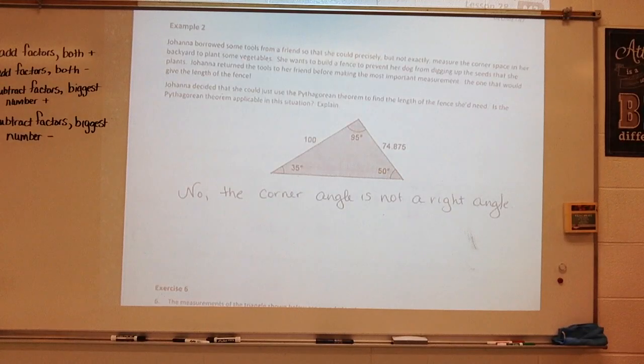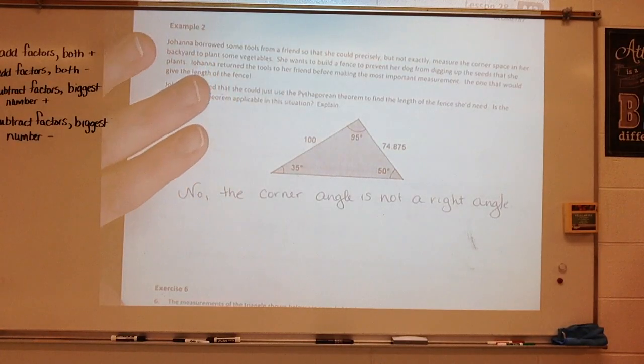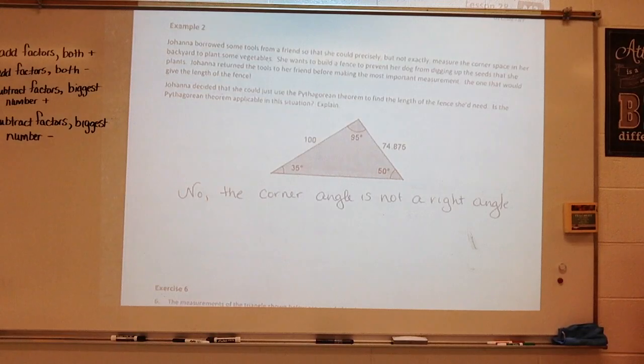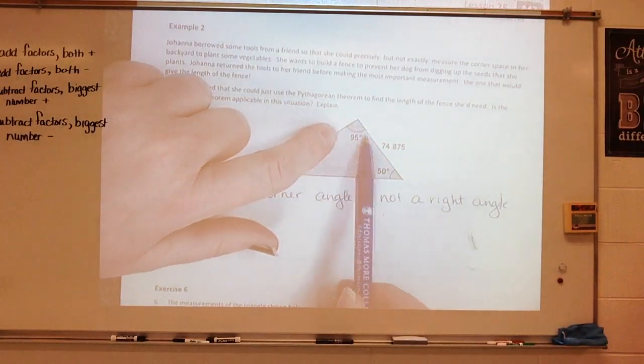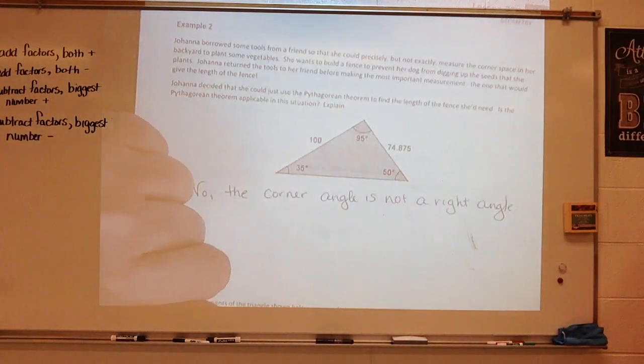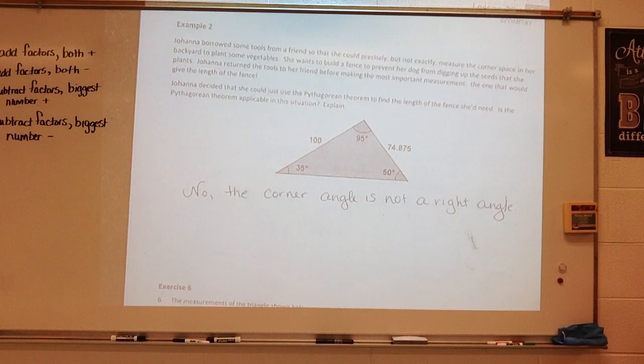Since we do not have a right angle, I cannot use the Pythagorean theorem. It would not give me an exact answer. I can estimate using the Pythagorean theorem because this is close to a 90-degree angle, but I'm not going to be able to get an exact measure. So I can't do that.